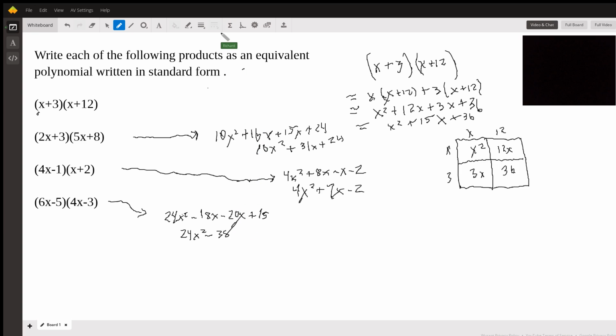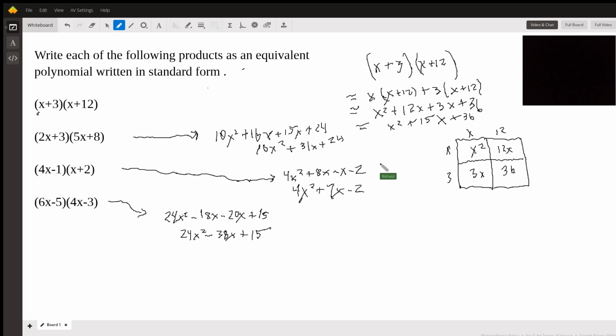Oops, sorry. My handwriting is not the greatest. 38x plus 15. And it doesn't help when I'm using a stylus. Okay, so those are your 4 answers.